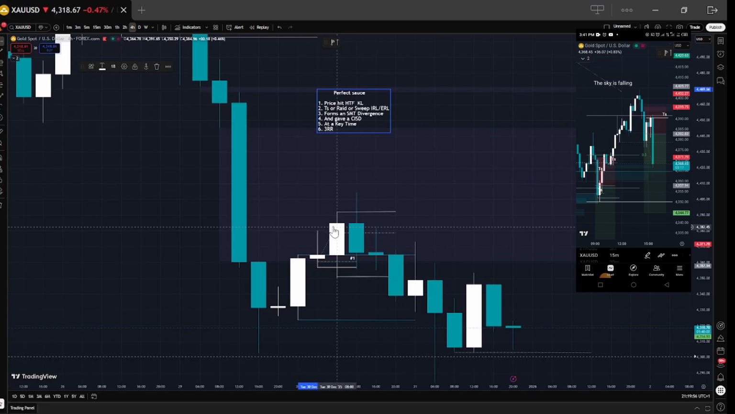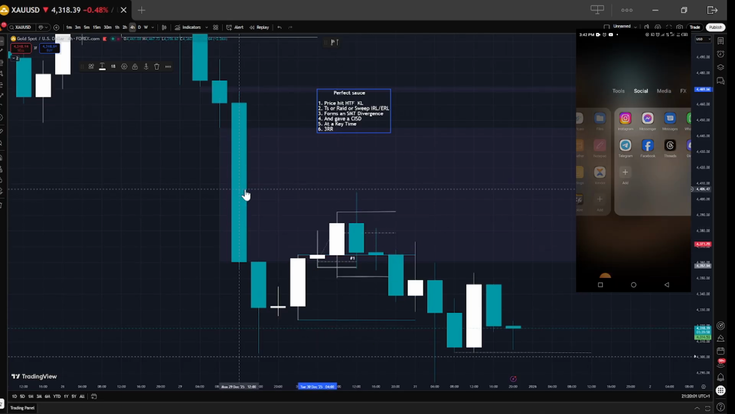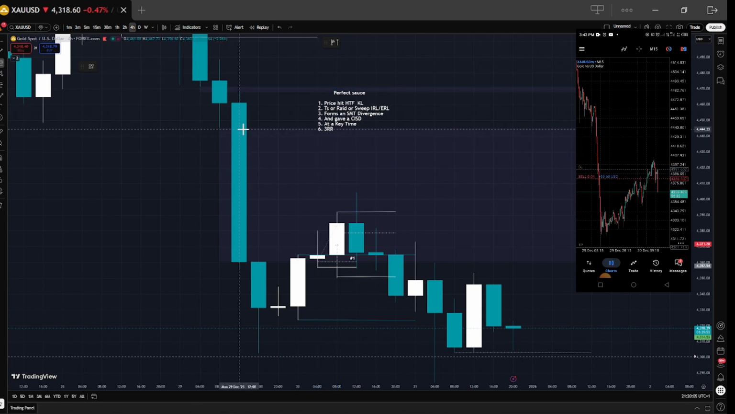All right, so that's the 4 hours range. We got this range into the key level, and take note of something. I didn't even see this. Okay, take note of this.